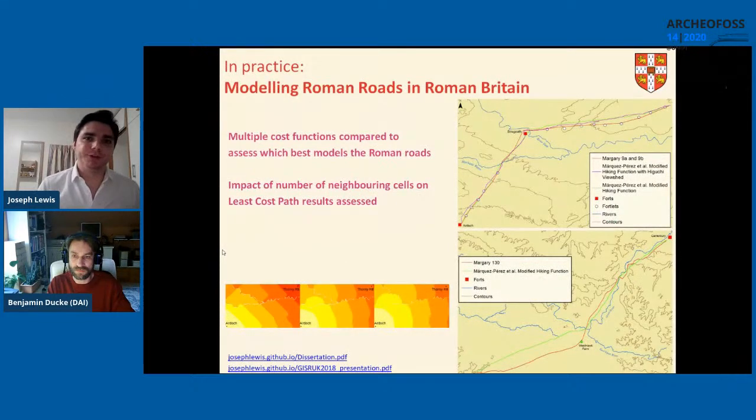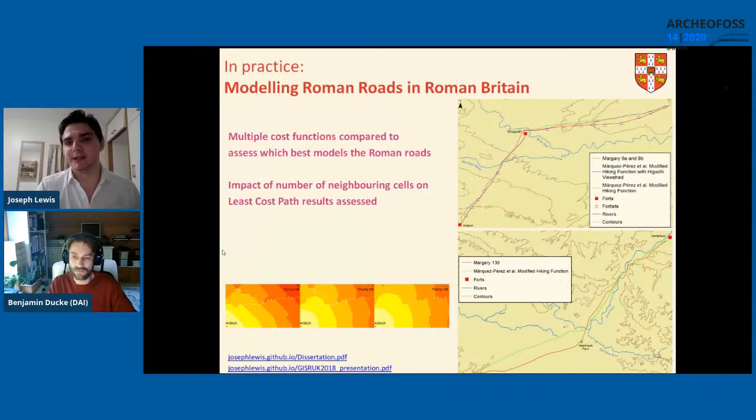So I thought it'd be good just to do a few examples in practice of where I've used it. An early iteration of the ArcPackage least cost path was used in my master's when I was modeling Roman roads in Roman Britain. And I used this to compare multiple cost functions to be able to identify which best modeled Roman roads.